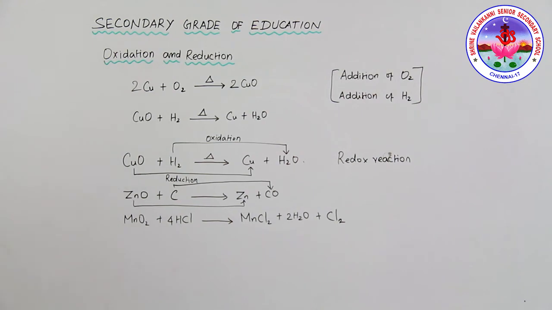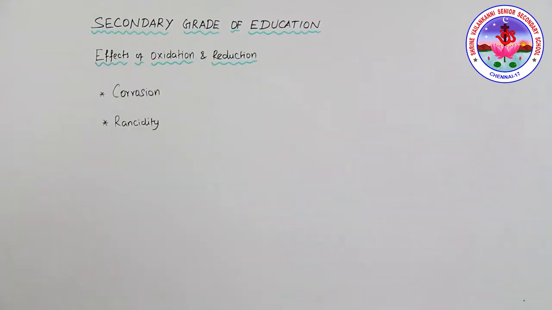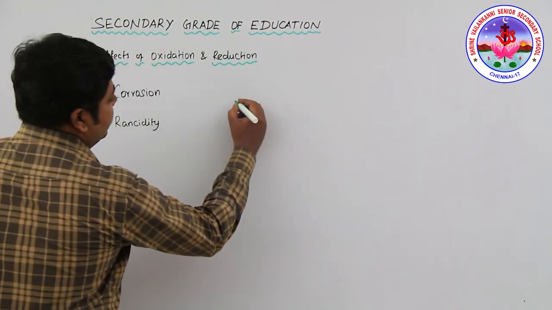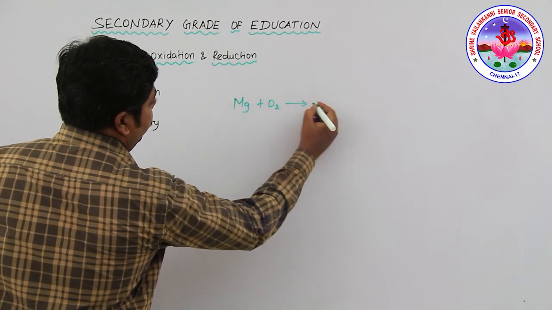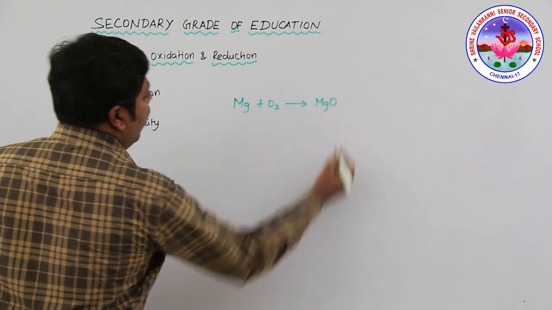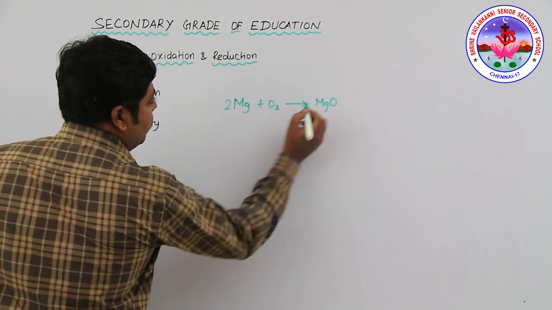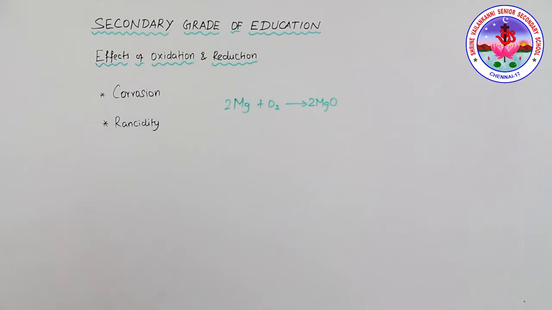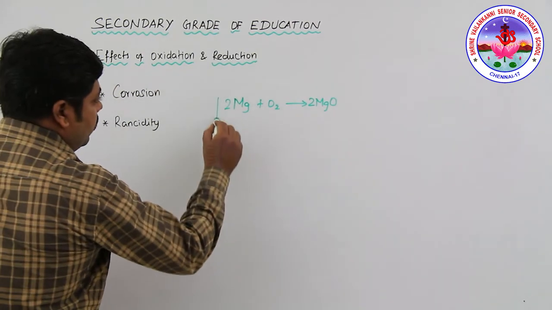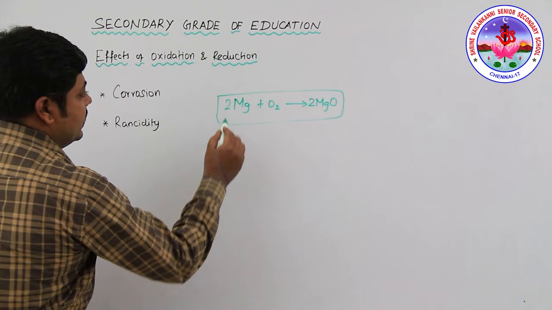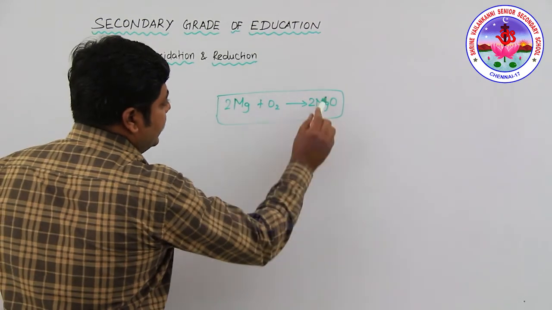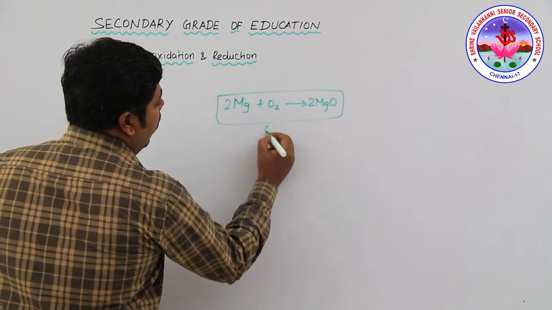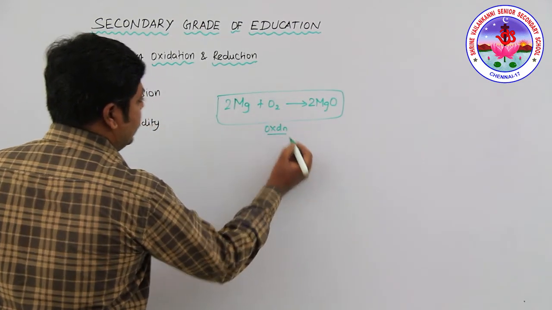Next, corrosion and rancidity we will see. Let me recall the activity we were seeing, magnesium ribbon in the presence of oxygen forming magnesium oxide. That is also an example of an oxidation and reduction reaction. Here magnesium is oxidized, so this is an example of an oxidation reaction.